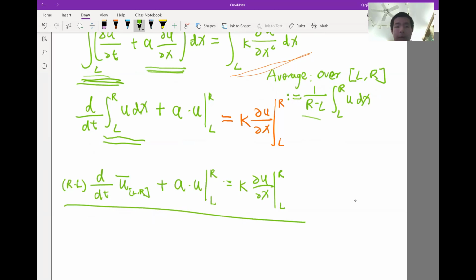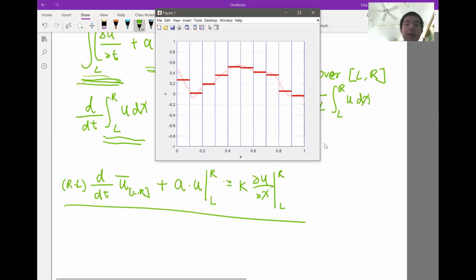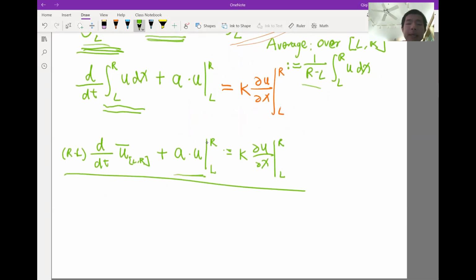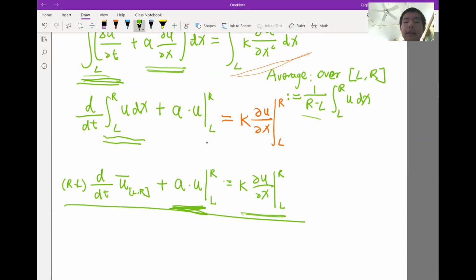And because we have the averaged value over the intervals, but we don't even have the value of the function at the interfaces, let's say here is L and here is R, we only have the average values. So we have to approximate the value of the function at the interfaces. We also have to approximate the derivative of the function at the interfaces if we have a second order derivative in the differential equation itself. So all finite volume is doing is approximating what we call the flux at the interfaces between these finite volumes.